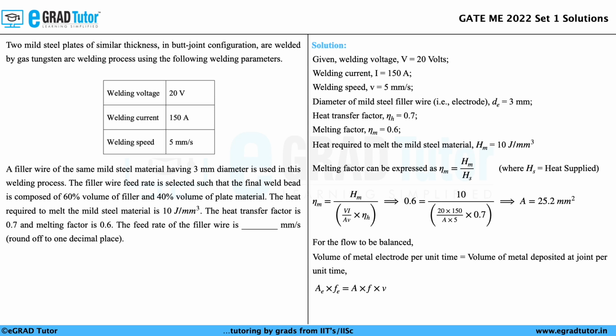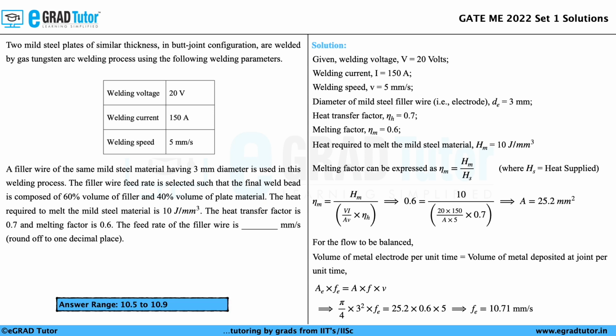Substituting the corresponding values, we have AE as pi by 4 into DE square, which is pi by 4 into 3 square, into FE remains the unknown. So upon simplification, the feed rate of the filler wire is obtained as 10.71 millimeters per second. The accepted answer range for this question is 10.5 to 10.9.